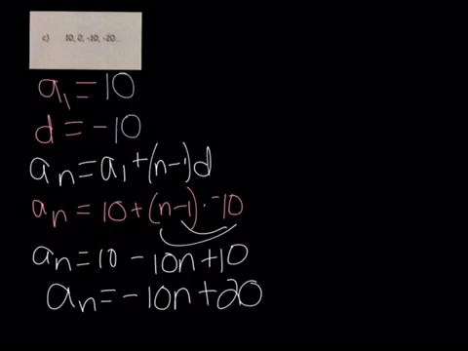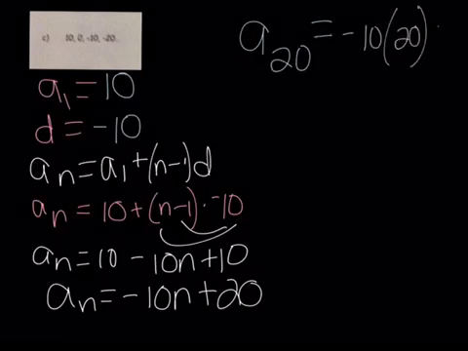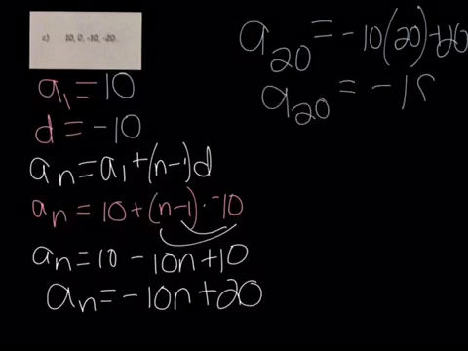Alright, now on to plugging in for 20. Try that on your own and see what you get. Pause the video and press play when you have an answer. So a sub 20 is negative 10 times 20 plus 20. And when you type that in your calculator or multiply that out, you should get negative 180.